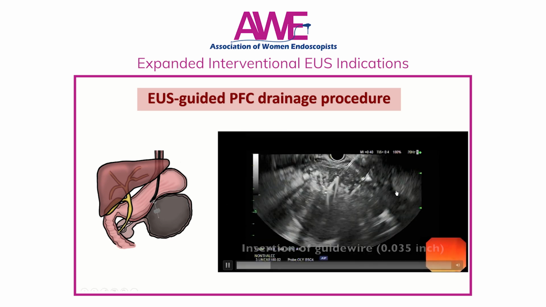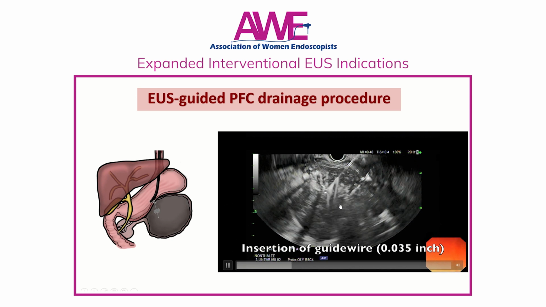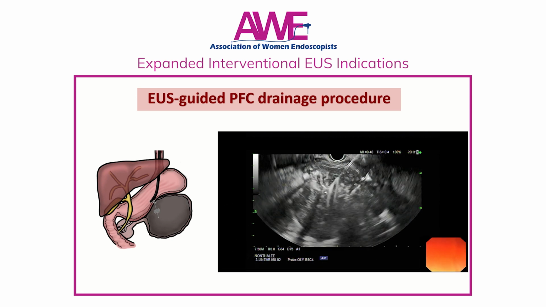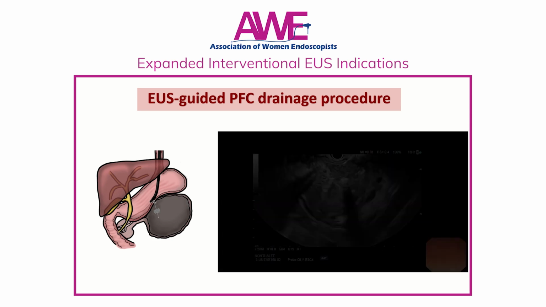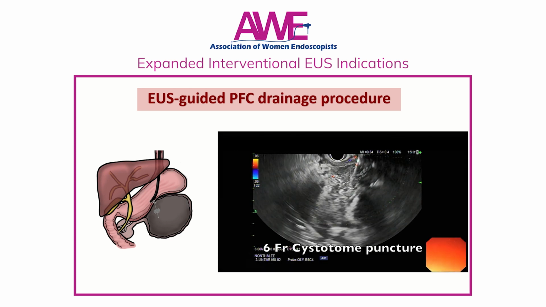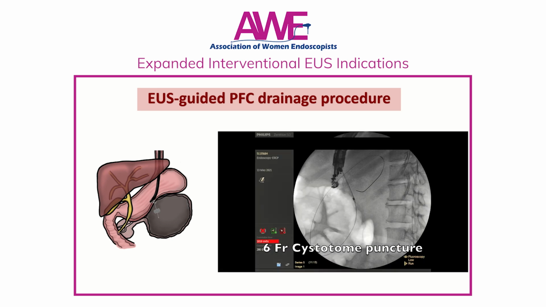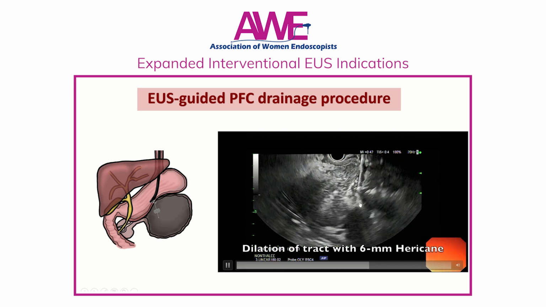Starting off with puncturing of the lesion using a 19 gauge FNA needle, followed by insertion of a guide wire. A .035 guide wire is being used here. Once the wire is placed inside the lesion, the needle is removed, and the tract is then dilated using a 6 French cystotome, followed by a hurricane balloon dilation. In this case, we use a 6 millimeter hurricane balloon.